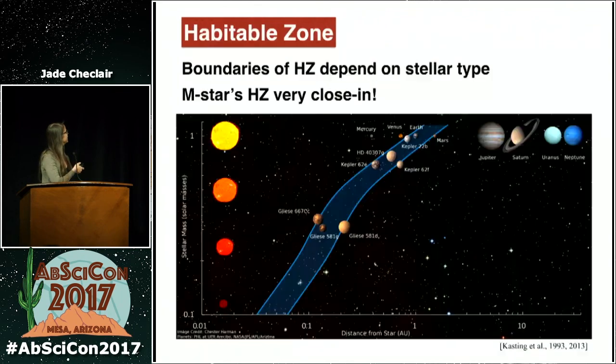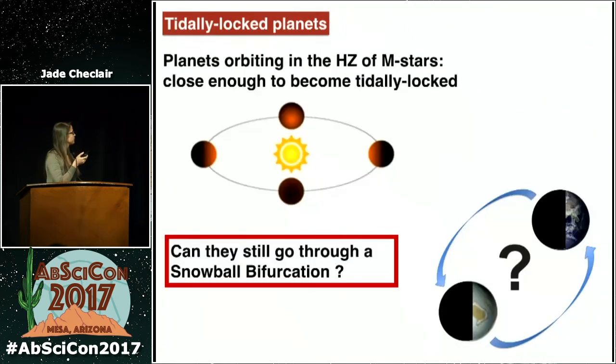Okay, now on this beautiful figure, again by Sunny, we see that the boundaries of the habitable zone strongly depend on the stellar type. So for an M dwarf here, which is much smaller and dimmer than a G star, the habitable zone is much more close in. In fact, it's so close in that a planet orbiting in the habitable zone of those M stars is close enough to likely become tidally locked, as we see here.